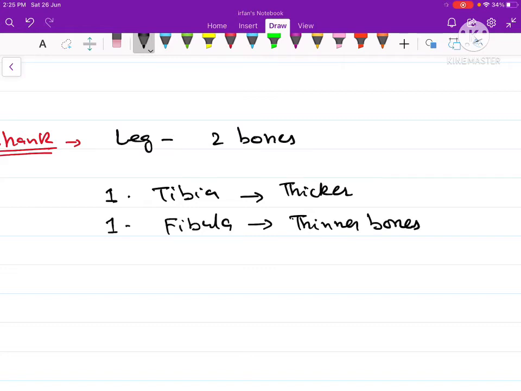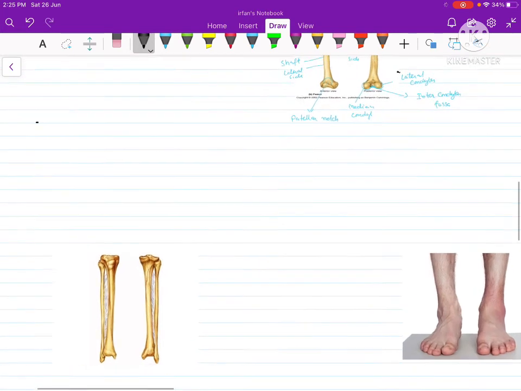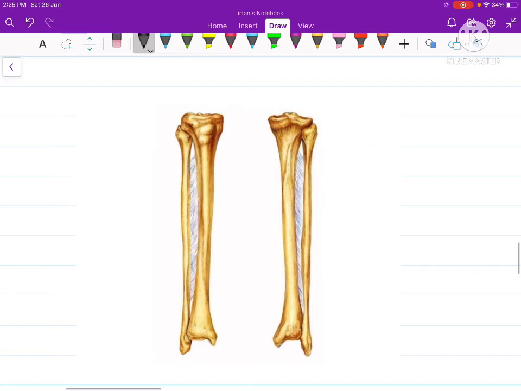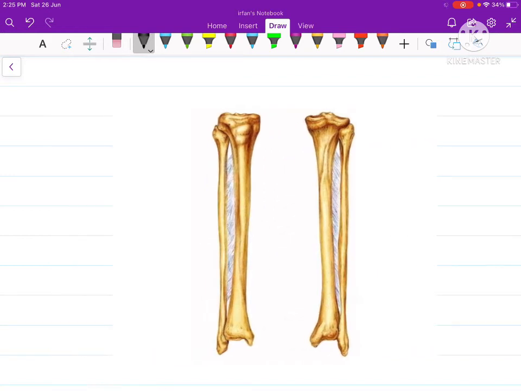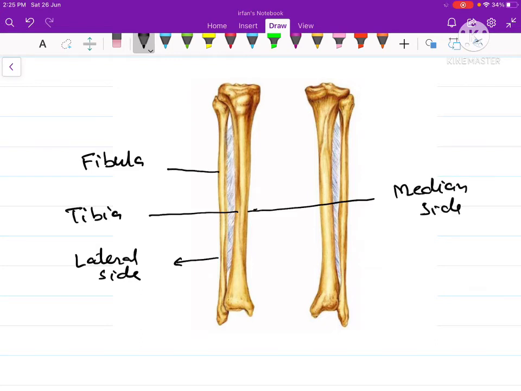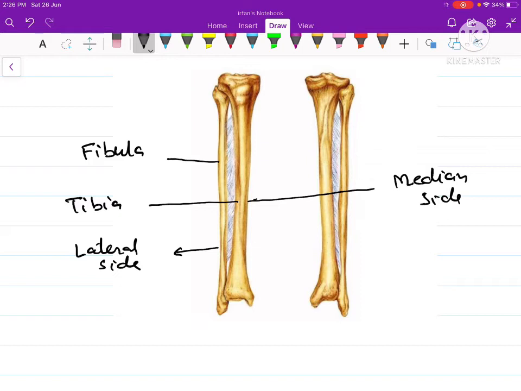Let us have a look at these two bones. They have the following structure. These are the tibia and fibula, the bones of our shank. As I mentioned, the thinner of the two bones is called the fibula, and the thicker one is called the tibia. As far as their positions are concerned, the tibia is medially located, while the fibula is laterally located.